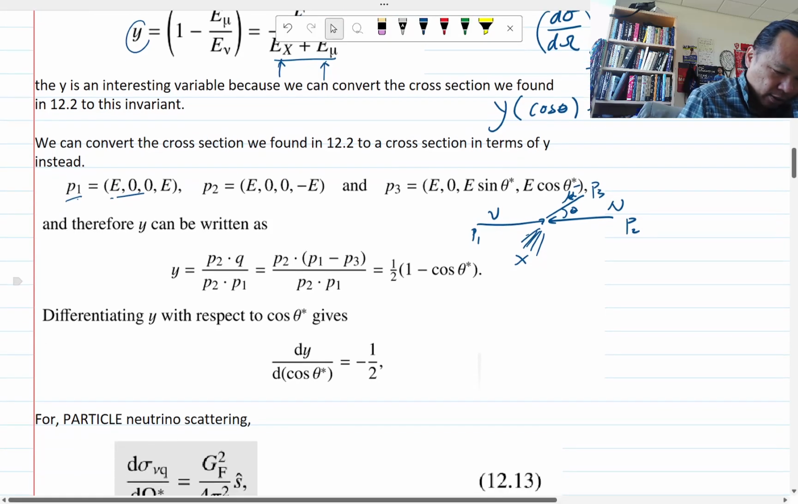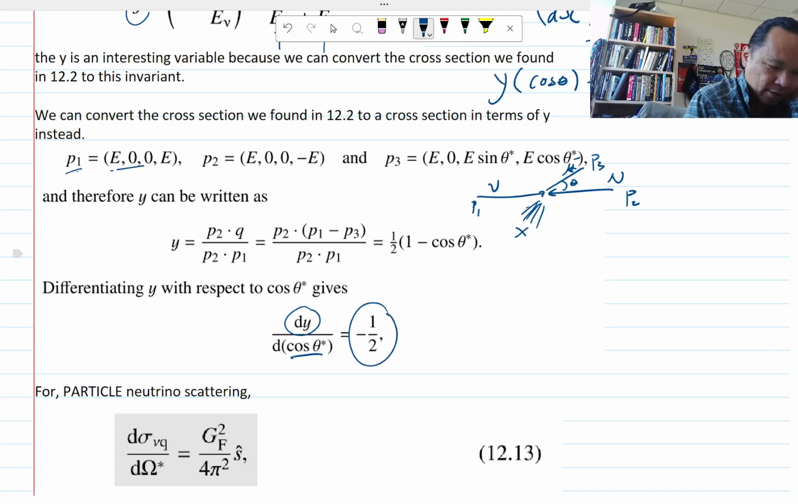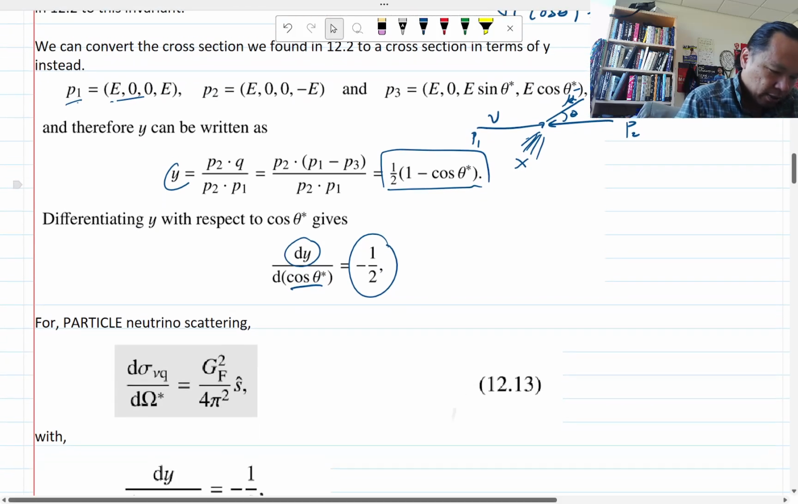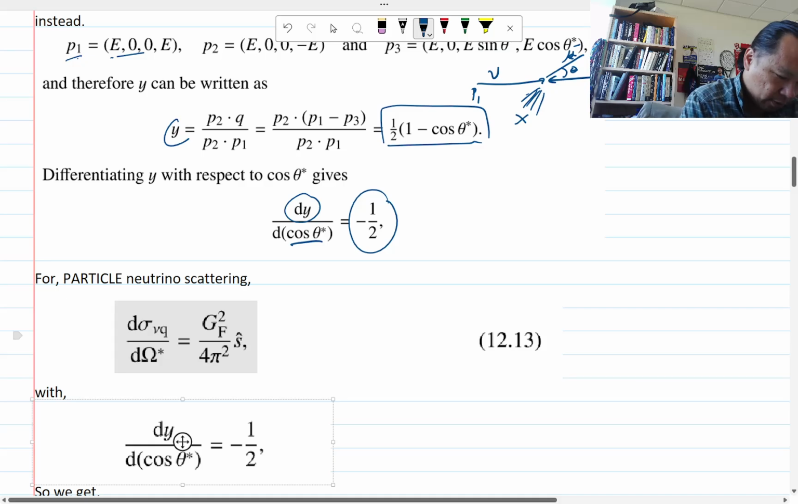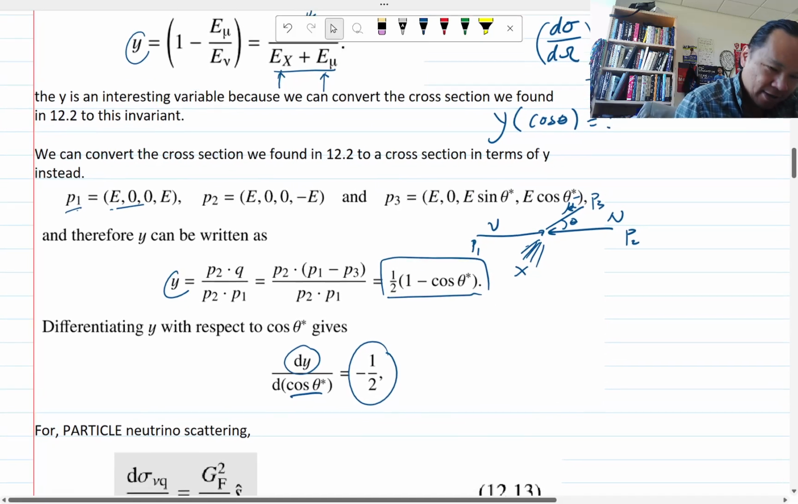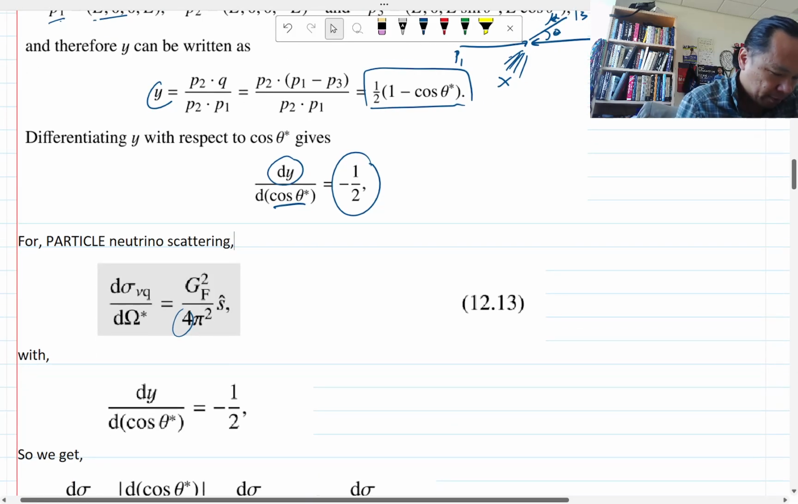What you find is that in general, the relationship between this inelasticity parameter and cosine theta, dy d cosine theta, is actually just -1/2. It's a pretty simple relationship. In fact, y is actually just 1/2 (1 minus cosine theta) in the center of mass frame. So that's nice. So if we start off, did I forget this 4 pi here? Oops, 4 pi squared. Oh yeah, it's the total cross section that doesn't depend on that, which gets rid of that 4 pi because you're integrating.